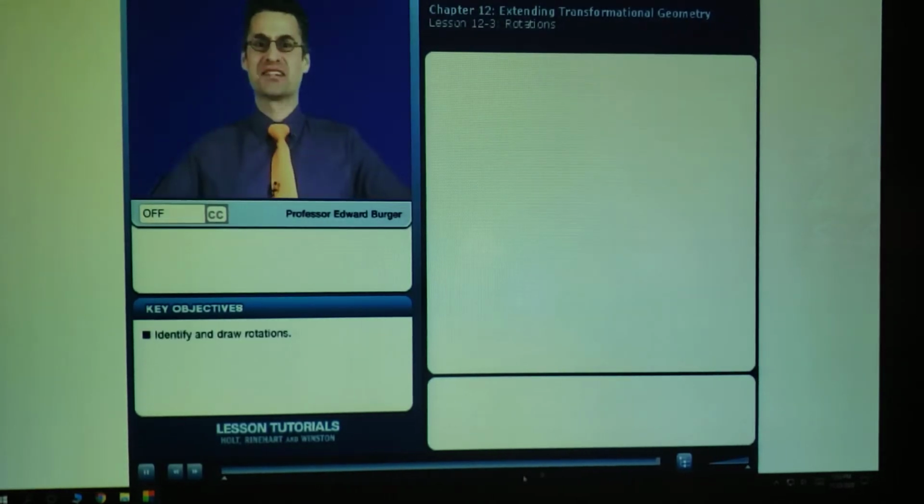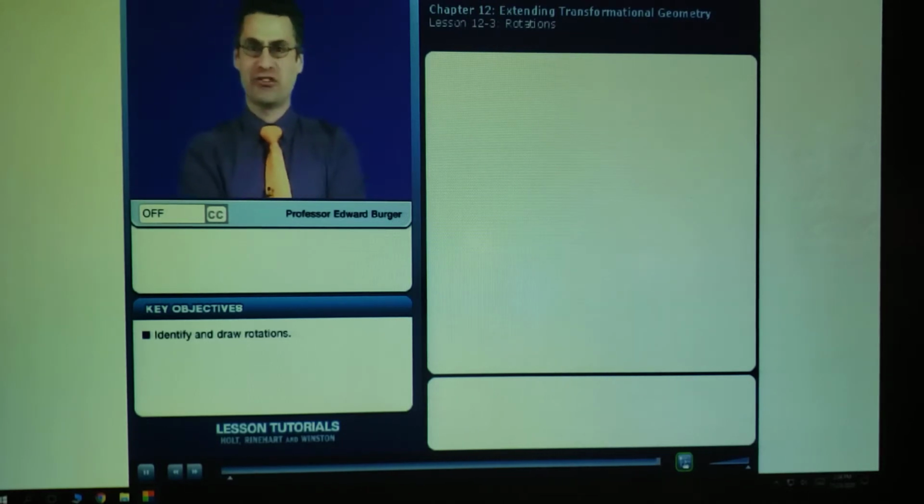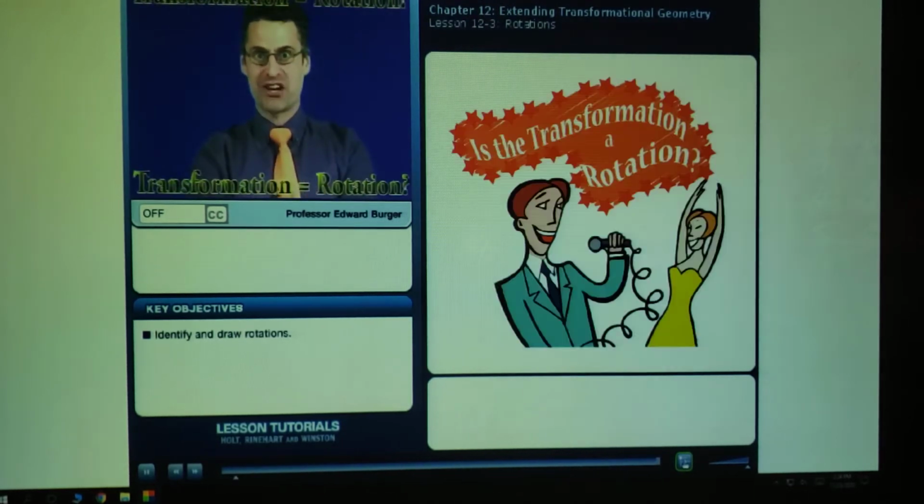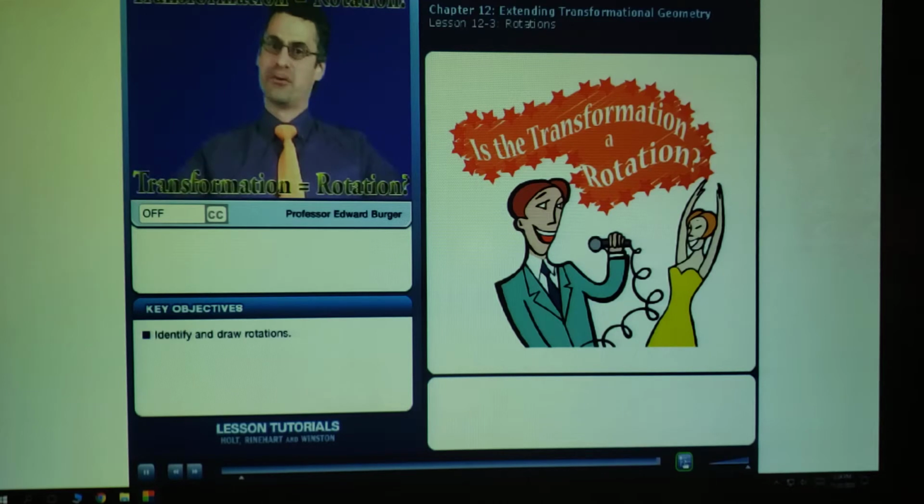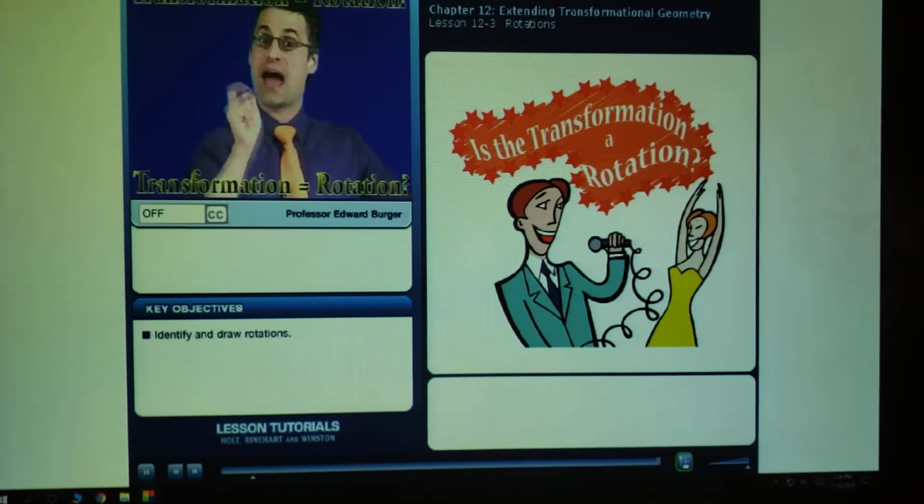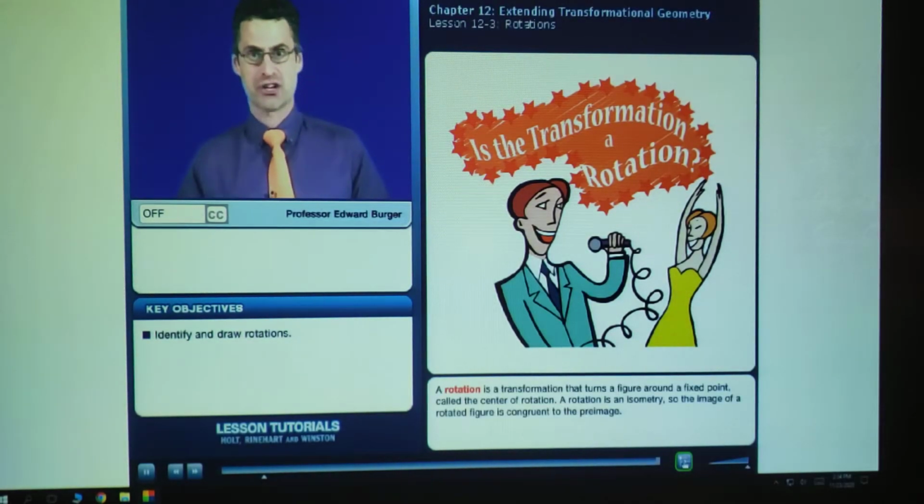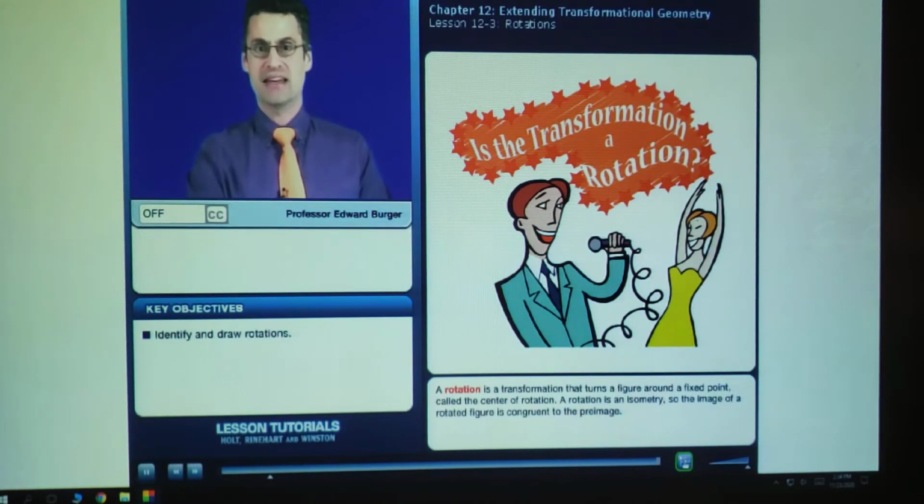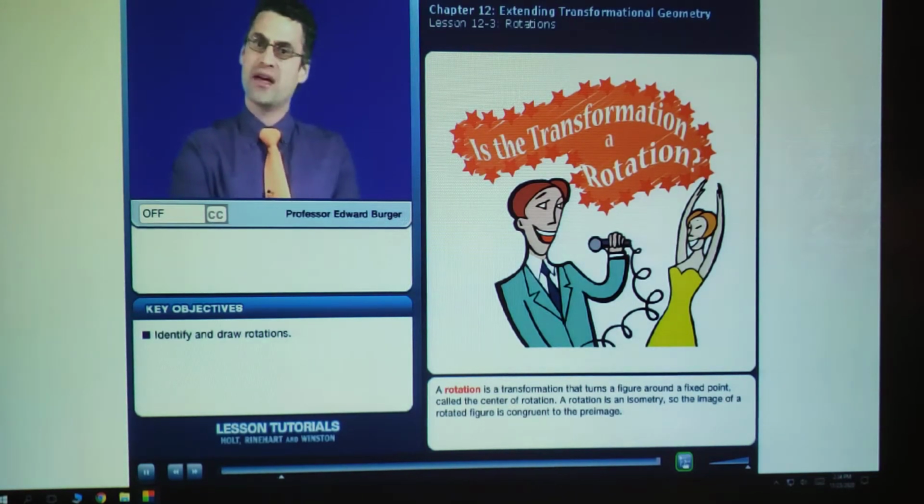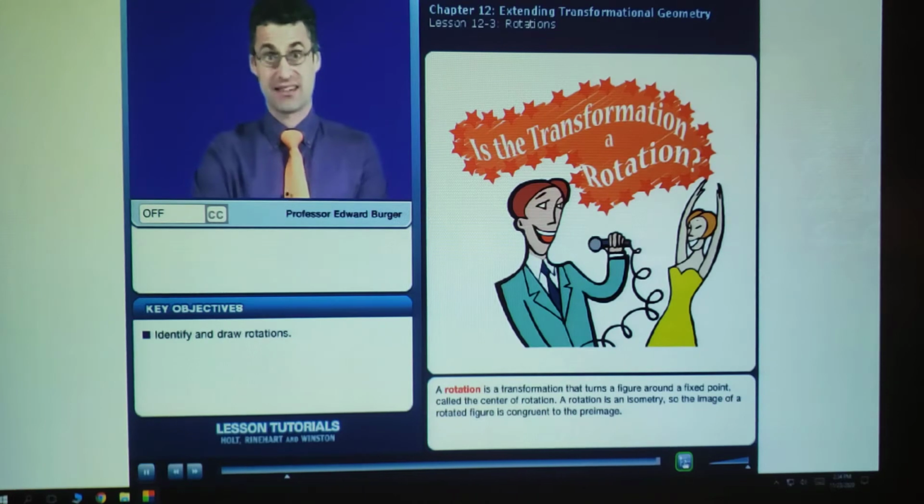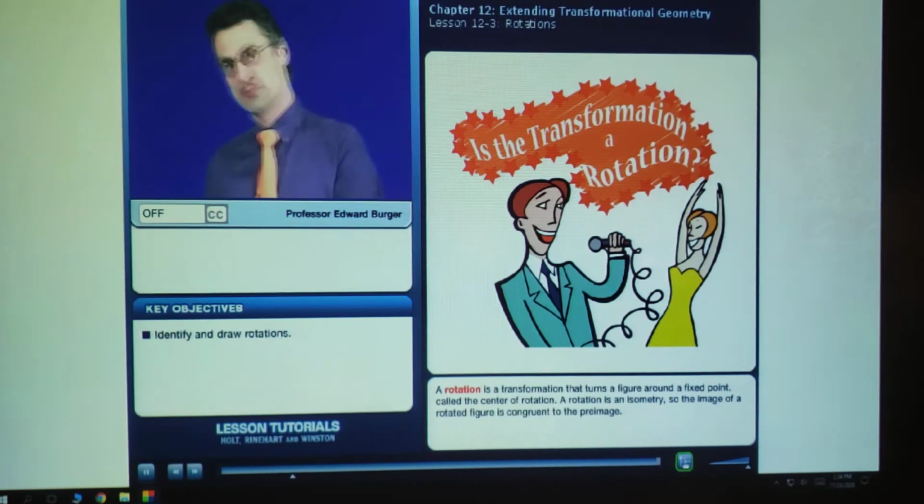And now it's time for that ever-popular late afternoon game show, Is the Transformation a Rotation? That's right, every week we come to you showing you lots of transformations, and the question is, is that transformation a rotation or not? Remember, a rotation is just a transformation where there's some fixed point and some angle where we take an object and just rotate it around that fixed point by that fixed angle. Should we take a look at our first contestant? Let's bring him out here.